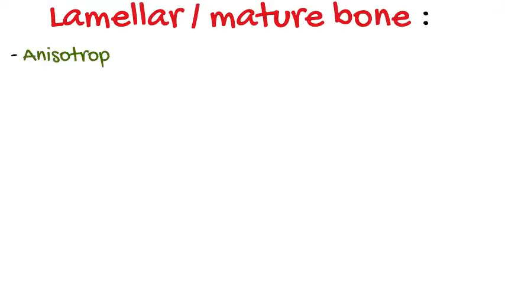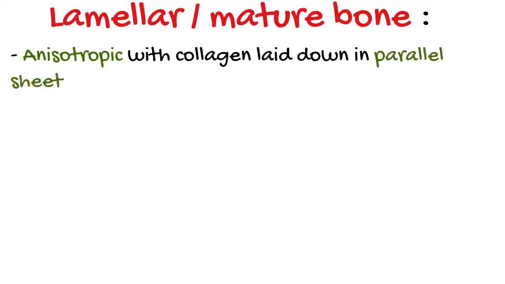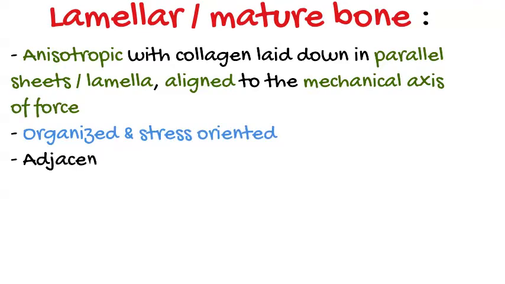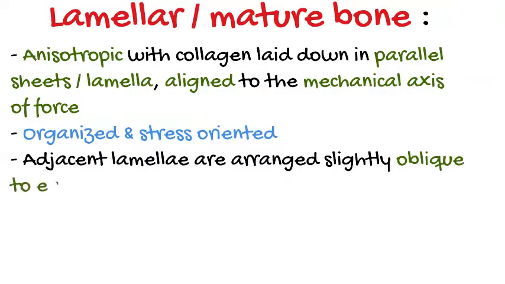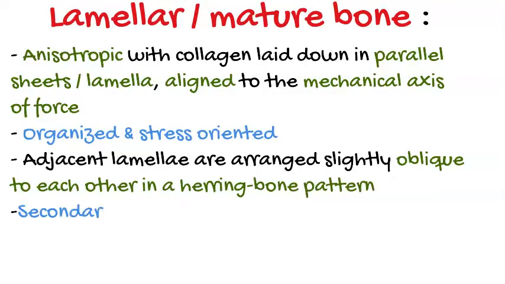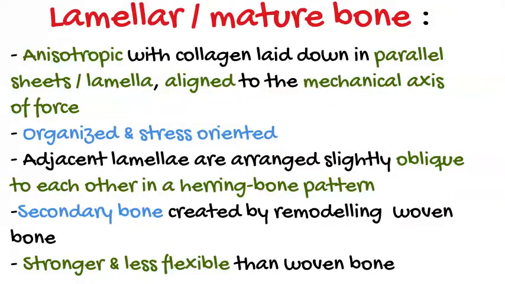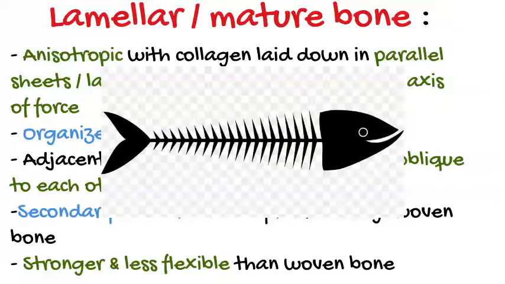For B. lamellar or mature bone, microscopically, lamellar bone is more anisotropic with collagen laid down in parallel sheets or lamellae, aligned to the mechanical axis of force. Lamellar bone is more organized and stress-oriented. Adjacent lamellae are arranged slightly oblique to each other in a herringbone pattern. Lamellar bone is a secondary bone created by remodeling of woven bone. It is stronger and less flexible than the woven bone.